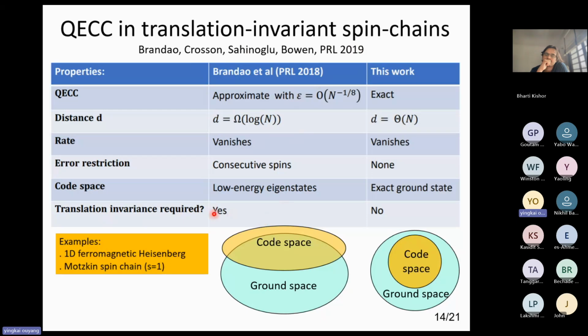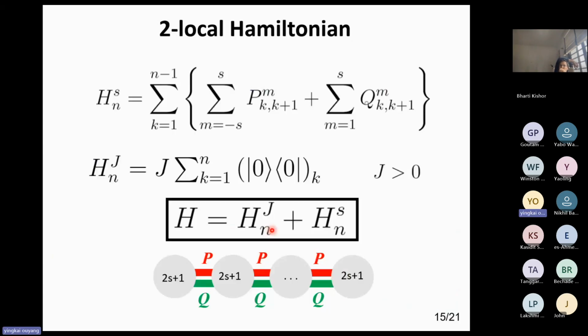Although I wrote yes for translation invariant, later I learned that they don't necessarily need the translation invariance. But essentially the main features of their codes are that they are approximate codes and the distance is quite small, and when they discuss correction of errors, they discuss correction on consecutive spins. What we like to consider instead is a particular model, the Motzkin spin chain, which is also what Brundle et al. considered in their construction.